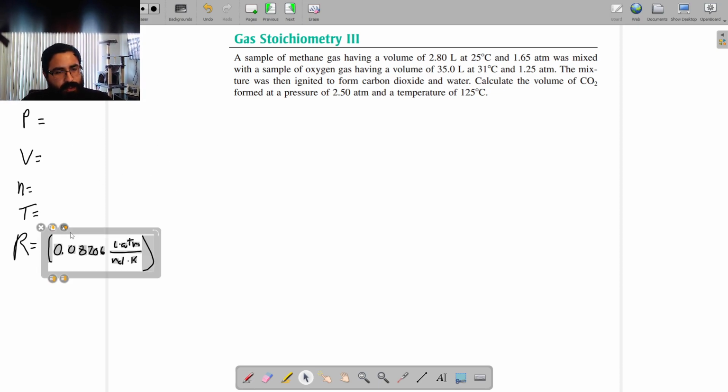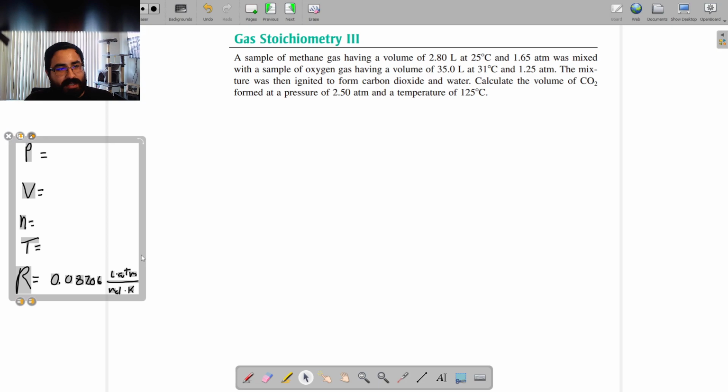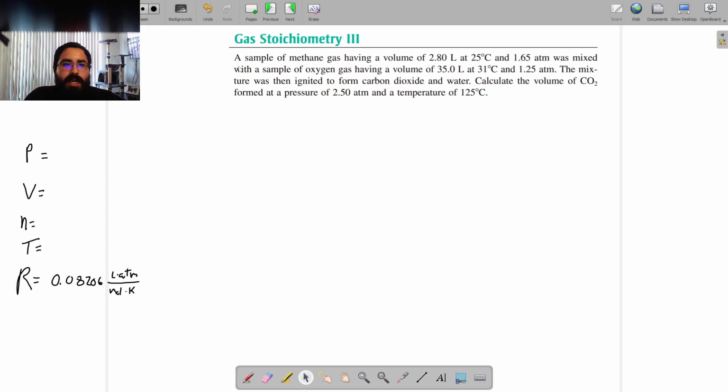All right, let's check this out. I wrote the ideal gas constant because it takes forever to write that out. So, in this next type of problem, let's read it before writing anything down. Pretend I didn't write anything down. And I'm going to move this down in case my big old face is in the way. A sample of methane gas having a volume of 2.80 liters at 25 degrees Celsius and 1.6 atm.